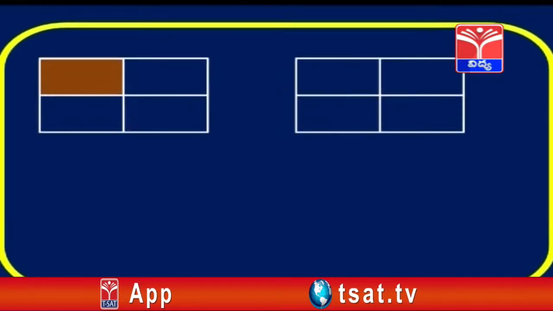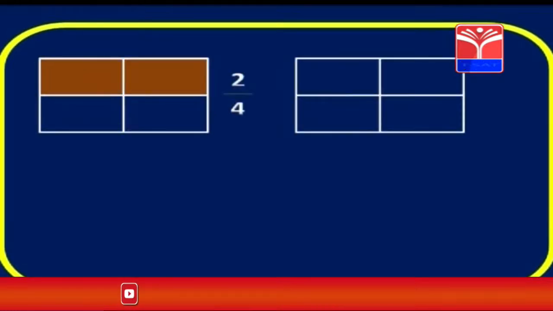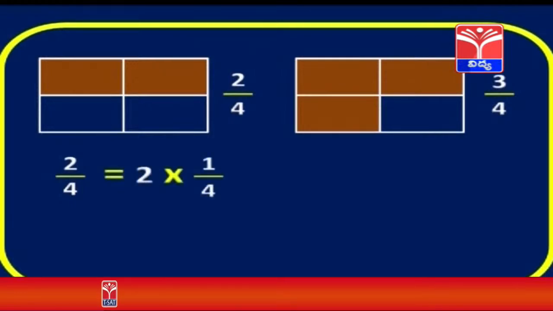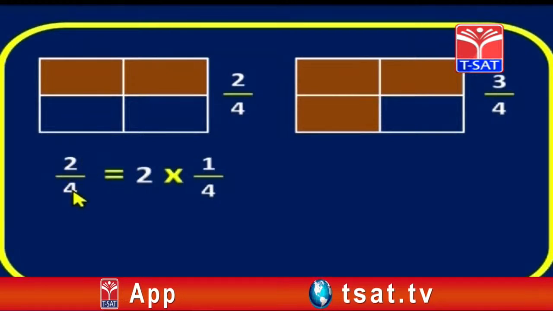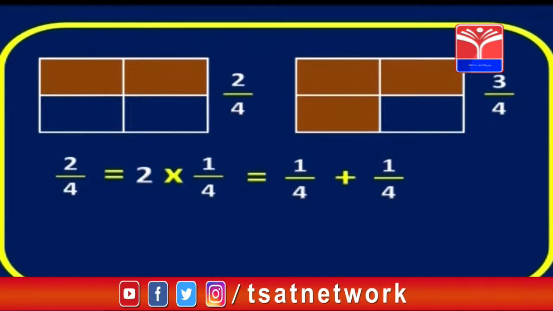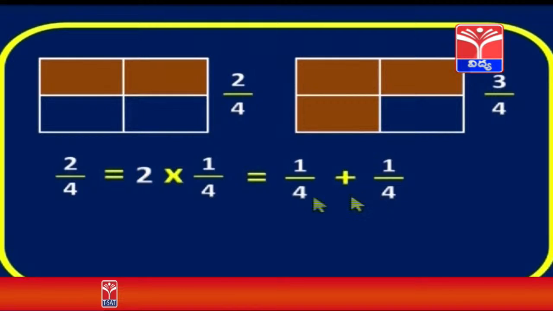Children, observe the screen. It can be taken as 2 by 4. It can be taken as 3 by 4. Now what I am doing here? I have written 2 by 4, which is equal to 2 into 1 by 4. Children, observe here. This is 2 by 4, which can be written as 2 into 1 by 4. So it can be taken as 1 by 4 plus 1 by 4. So when you add 1 by 4 2 times, we can write it as 2 into 1 by 4.